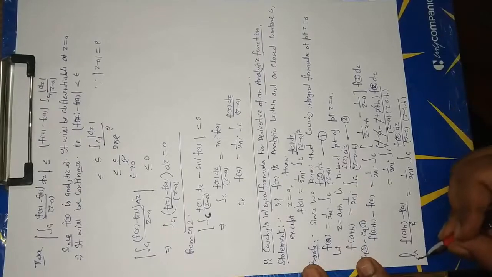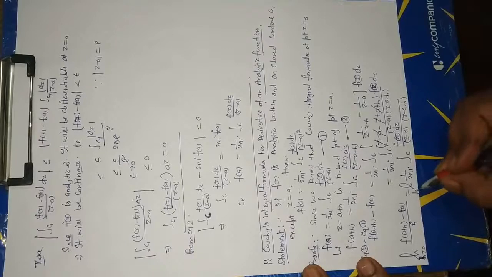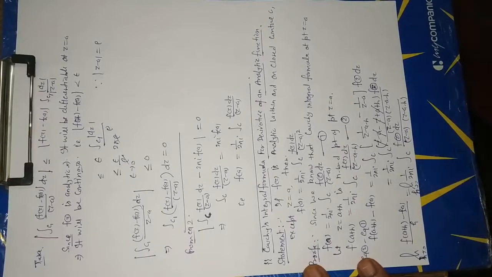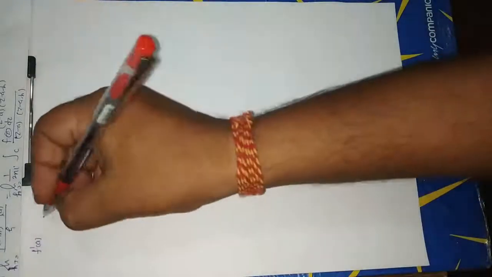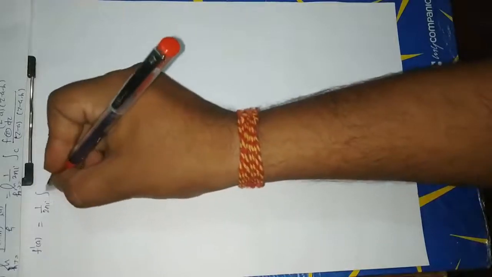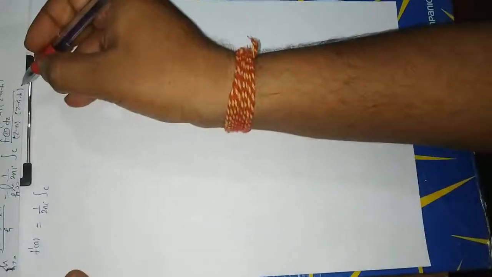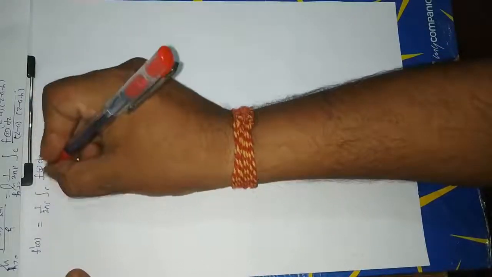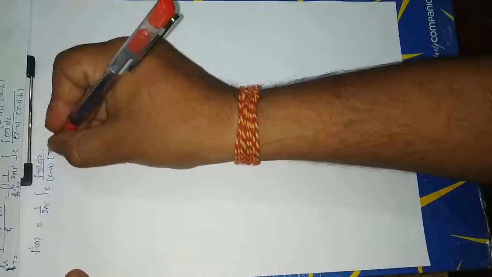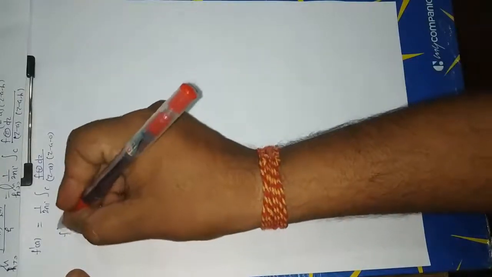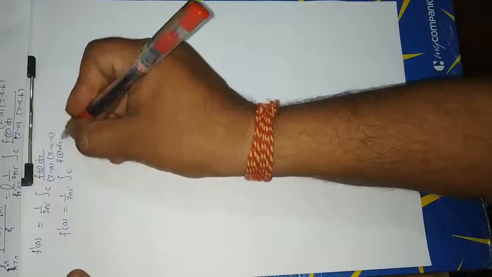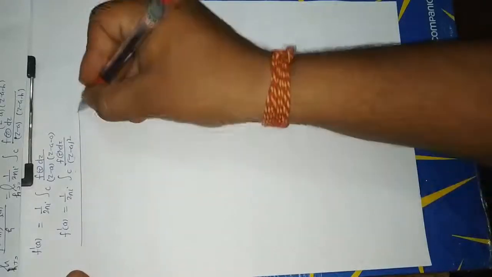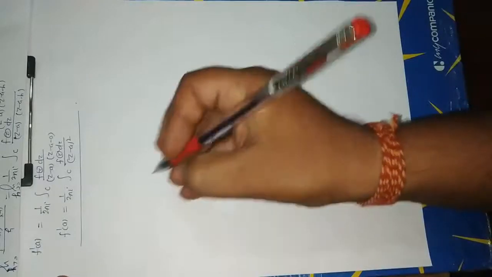Now taking the limit h tending to 0 on both sides. The left hand side of the equation is the derivative of the function at the point z equal to a. This is equal to 1 upon 2 pi i integration over C. Now putting h equal to 0, f(z) dz upon z minus a minus 0, that is, f dash a is equal to 1 upon 2 pi i integration over C of f(z) dz upon z minus a whole square. Okay student, now the next theorem.